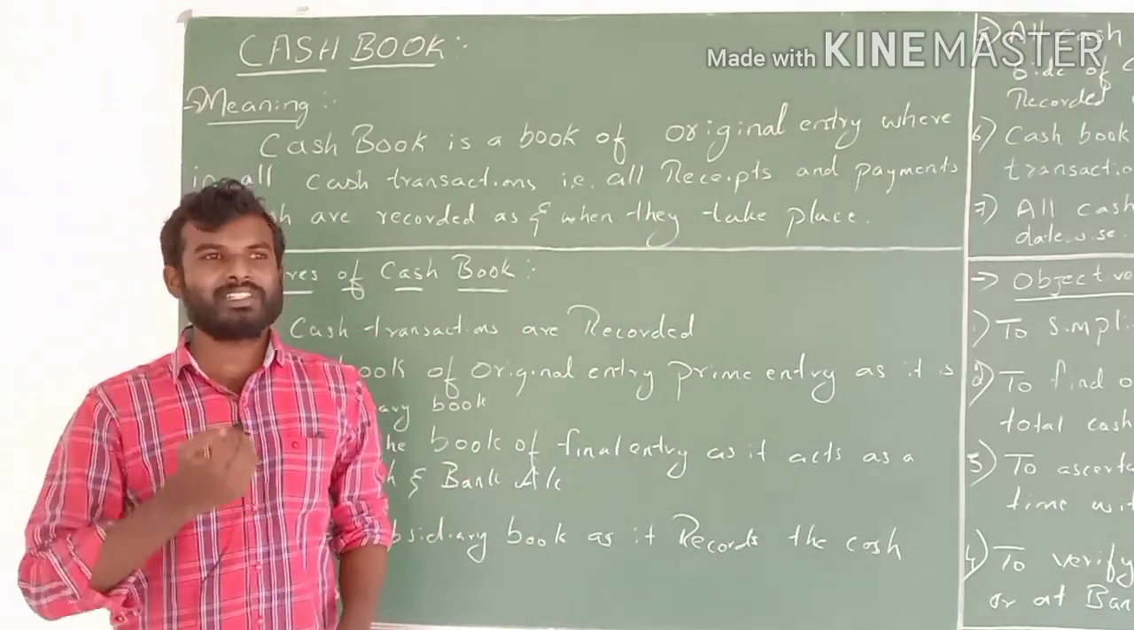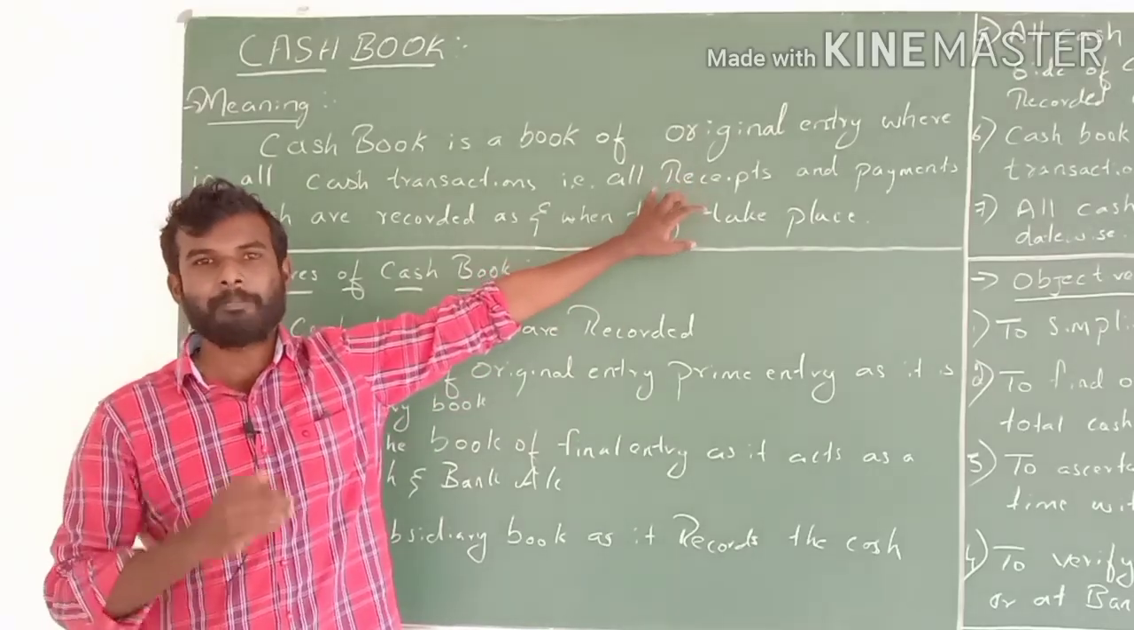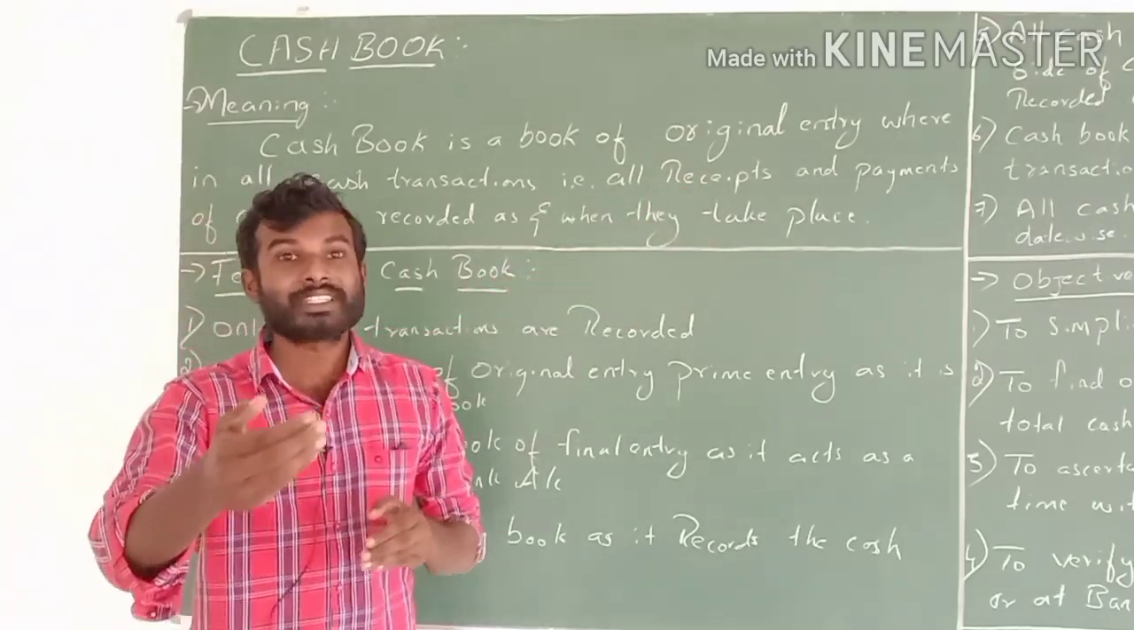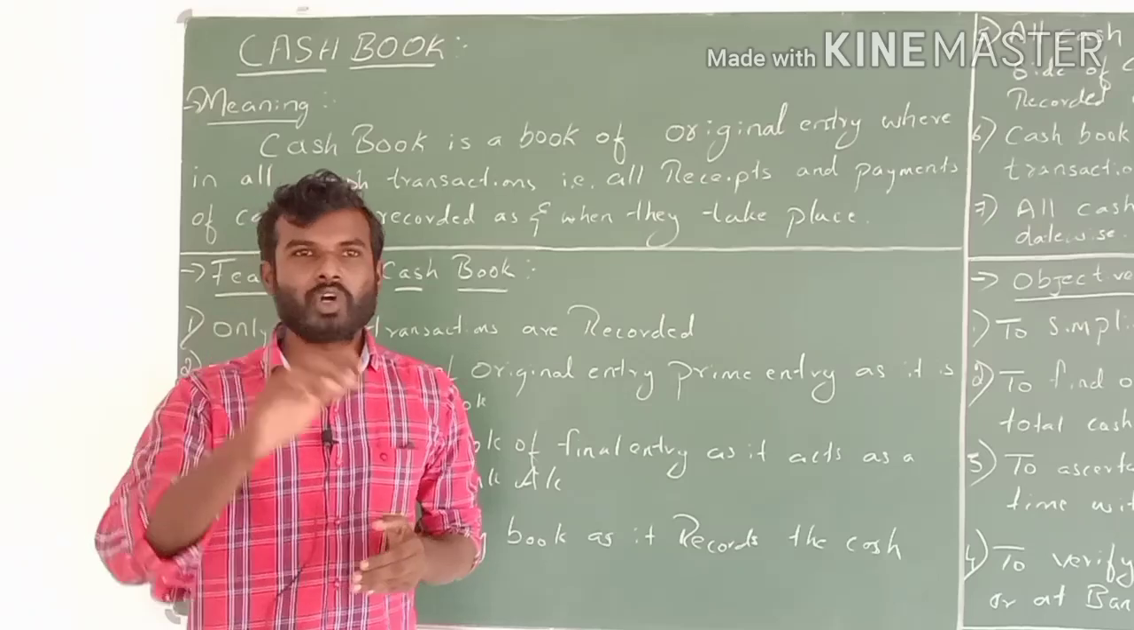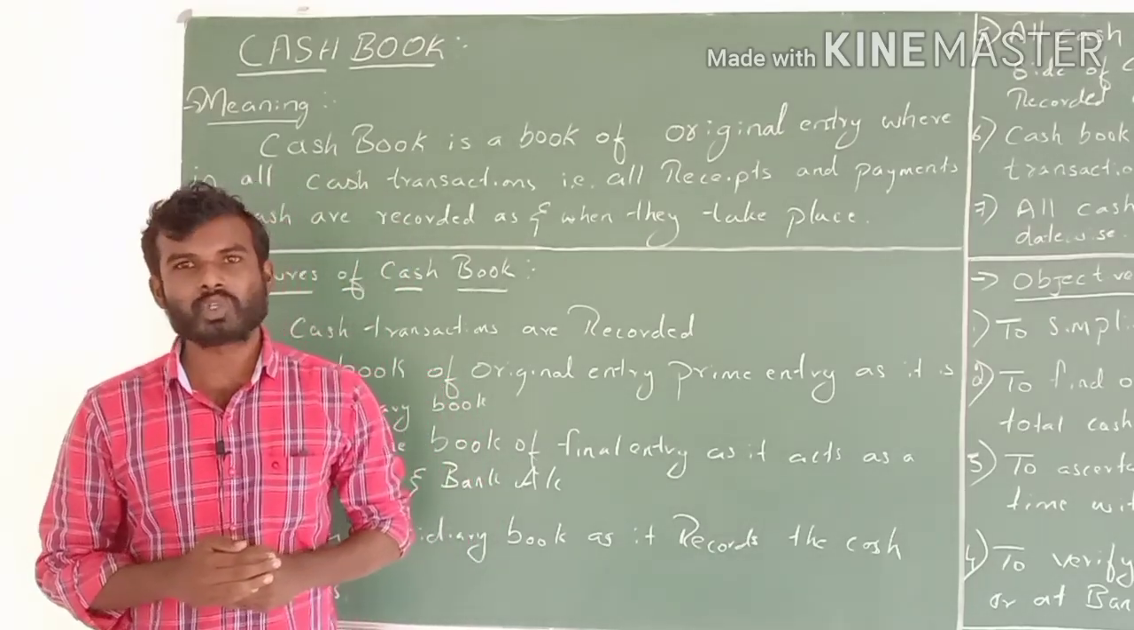Whatever cash transactions we receive is nothing but a receipt. For example, when we sell goods, we receive cash. So that is called a receipt. When we receive an amount from any person, that is also a receipt.